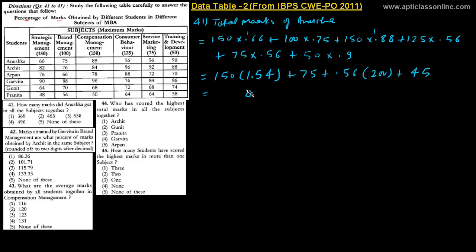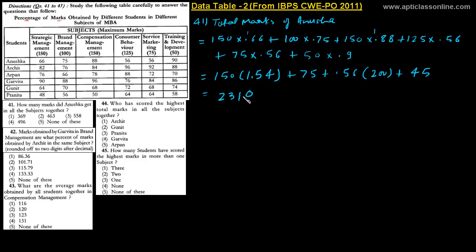So 75 plus 6, that is 81, 1, 8, then 15 plus 8, that is 20 plus 3, 23.